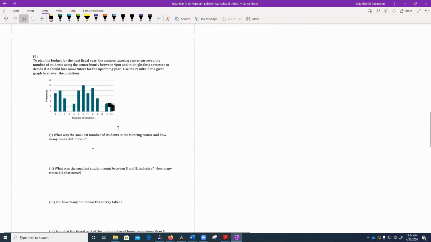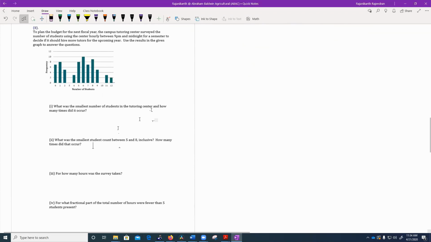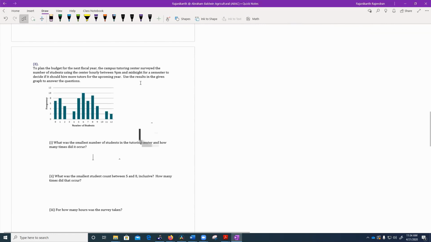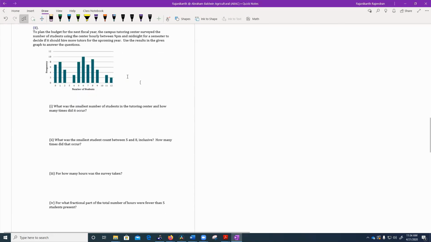Okay, so hereafter all the problems are coming from statistics, chapter 7.1 and 2. The first problem is very much easy. You are given a bar graph to plan the budget for the next fiscal year. The campus tutoring center surveyed the number of students using the center hourly between 9 p.m. to midnight for a particular semester, right?